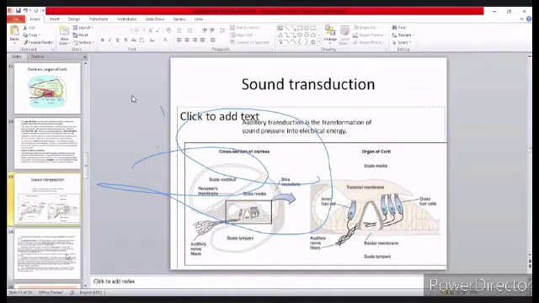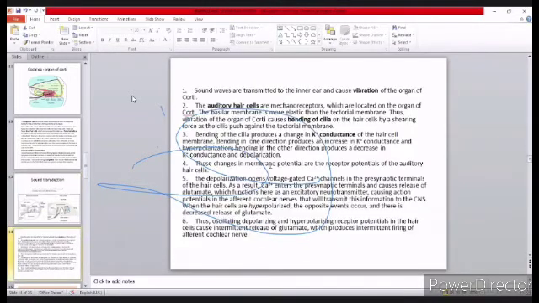Okay. So this is what these notes are just saying. You go through them as you read on your own.